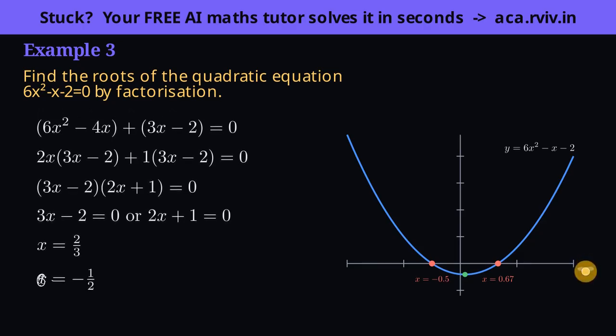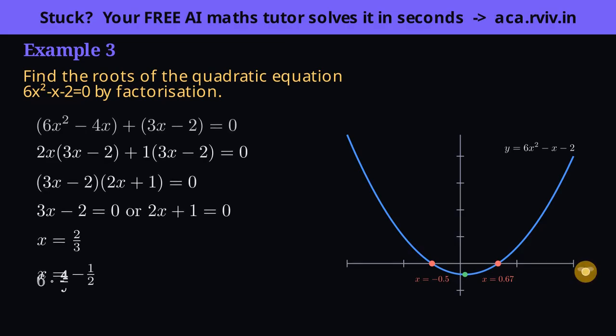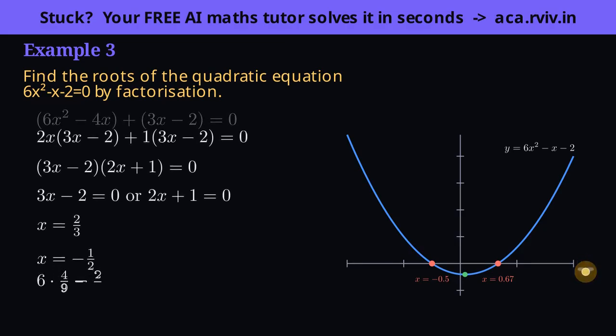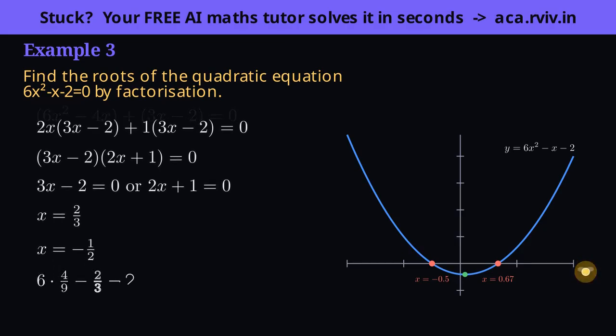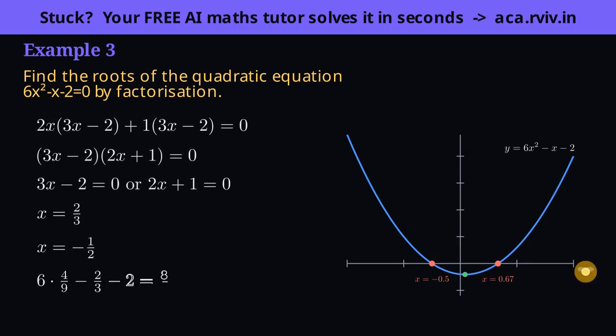Never skip the check when it's quick. Put x equals 2/3 back into the original. 6 times 4/9 is 8/3, minus 2/3 is 6/3 which is 2, minus 2 is 0. It satisfies the equation, so we can trust our roots.